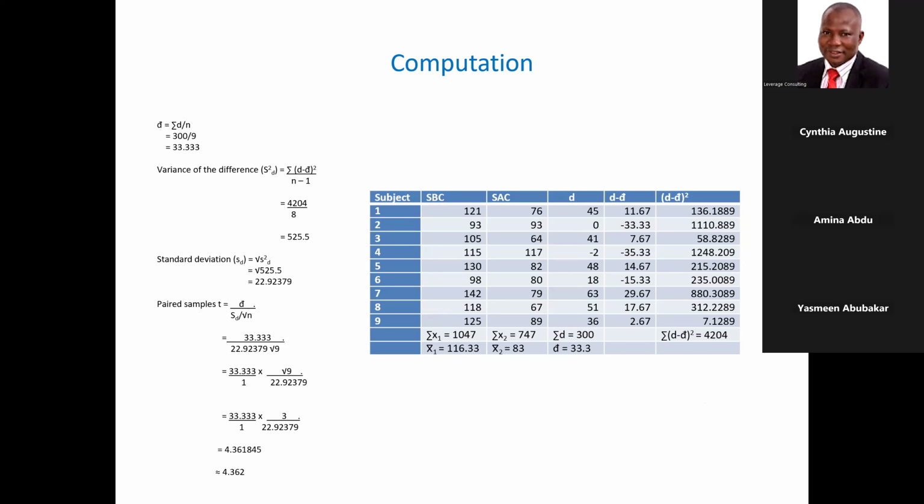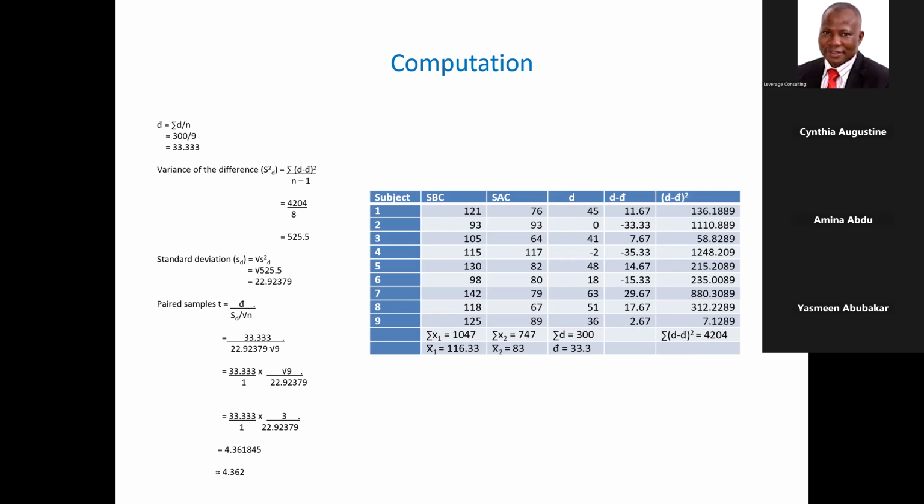So you now calculate the variance. Look at it up here: n minus 1. The variance of the difference will be sigma of D minus D bar squared over n minus 1. N minus 1 is 8 now because the sample size is 9, 9 minus 1. So it gives you a variance of 525.5. Of course, the standard deviation, the square root of the variance, will give you 22.92.